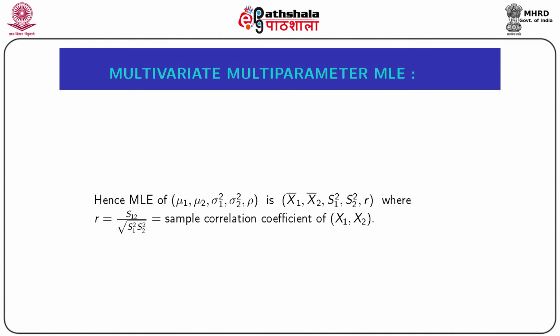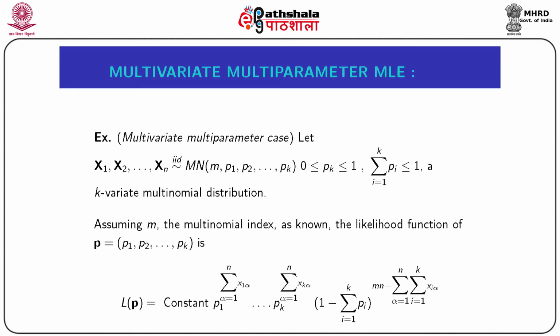Hence, the maximum likelihood estimator of the collection of the parameters mu1, mu2, sigma 1 square, sigma 2 square, and rho is sample mean x1 bar, sample mean x2 bar, sample variance s1 square, sample variance s2 square, and the sample correlation coefficient R, which is the sample correlation coefficient of x1 and x2. Next we go to the example of multinomial distribution.